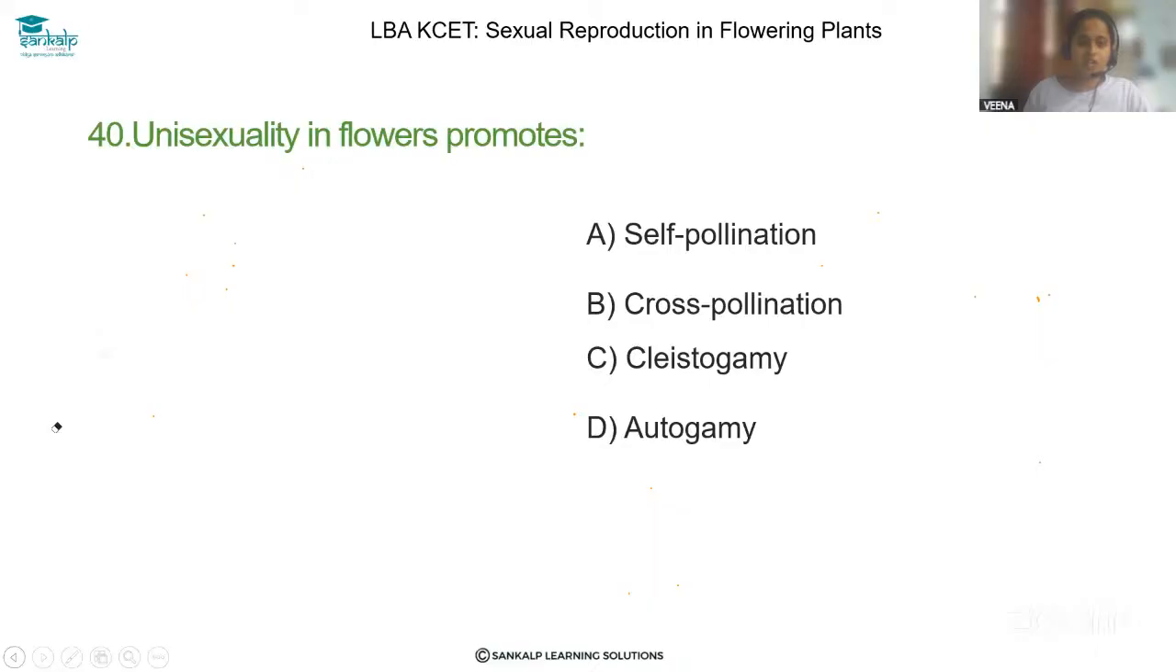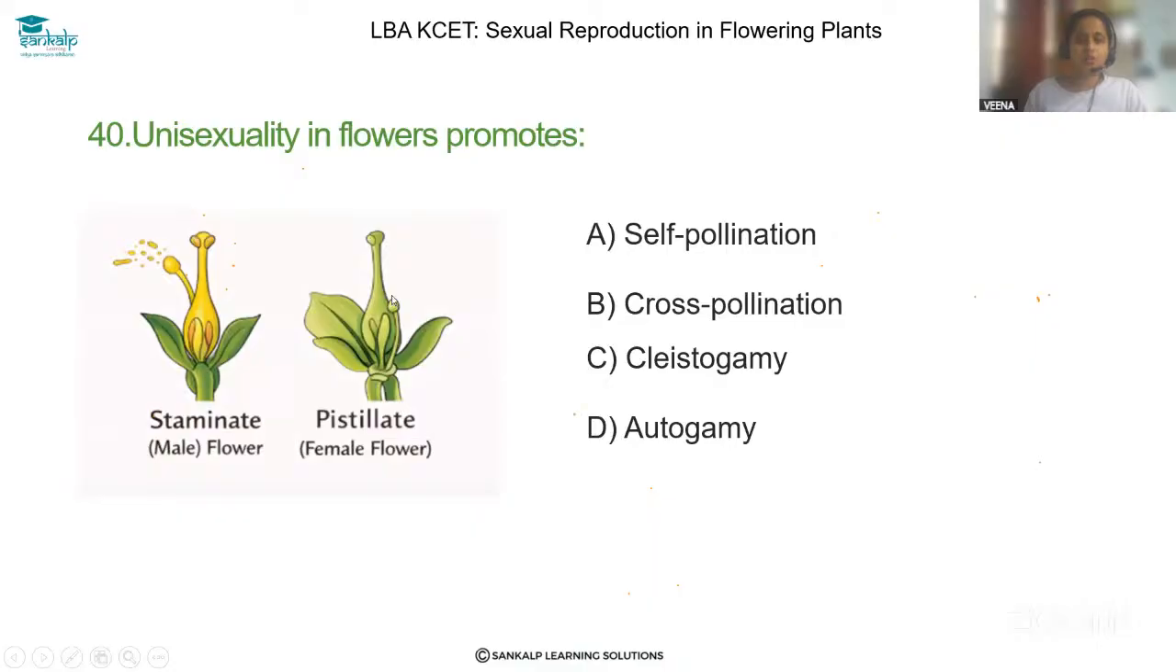Let's solve the 40th question. Unisexuality in a flower promotes. Dear children, first you should know the meaning of unisexuality. This is one of the methods that the plant itself has developed to prevent self pollination. There are different methods, and unisexuality is one of them.